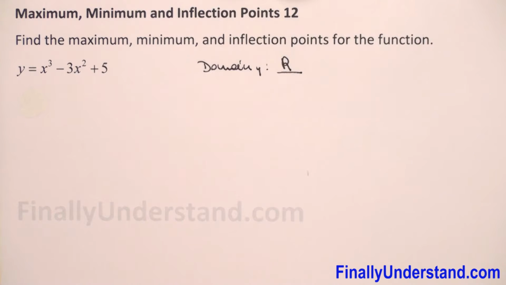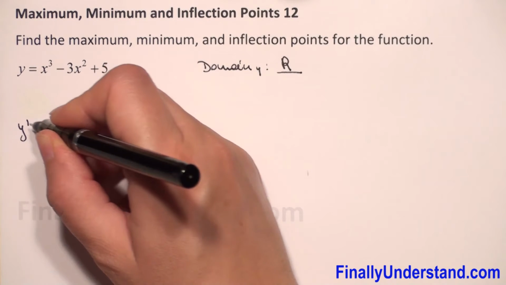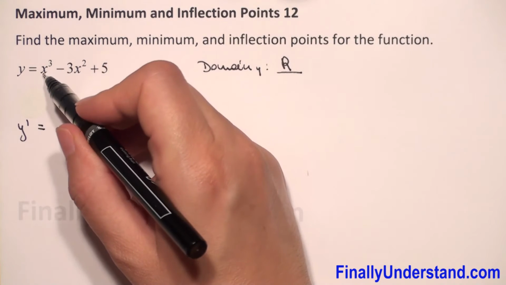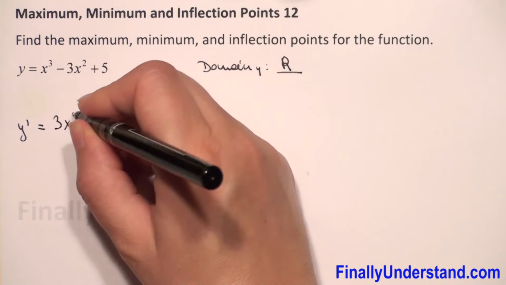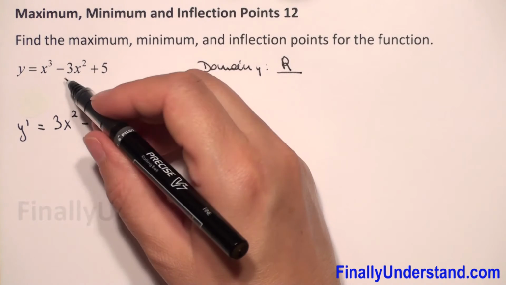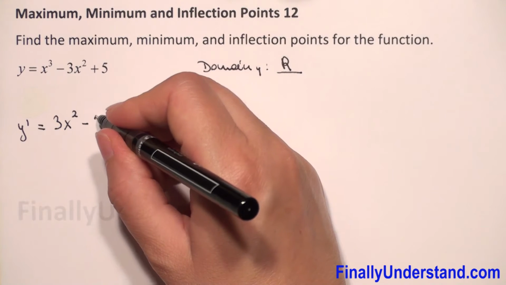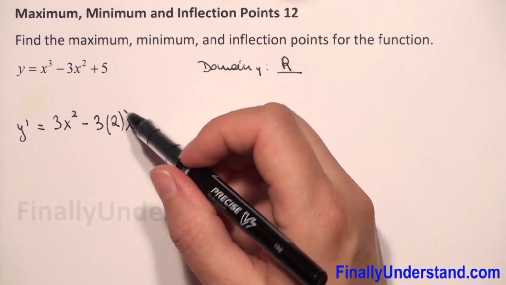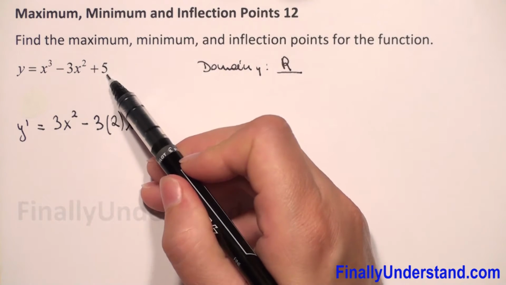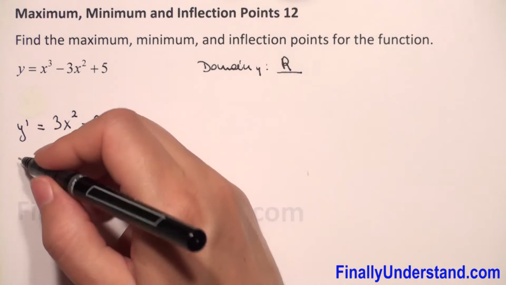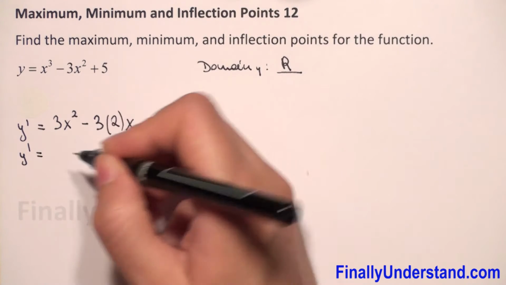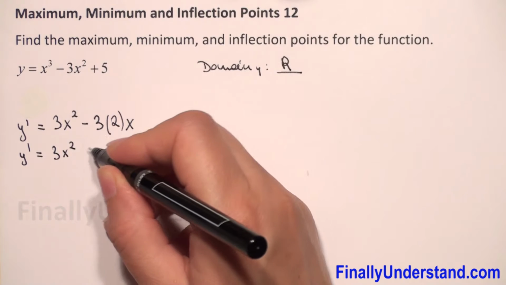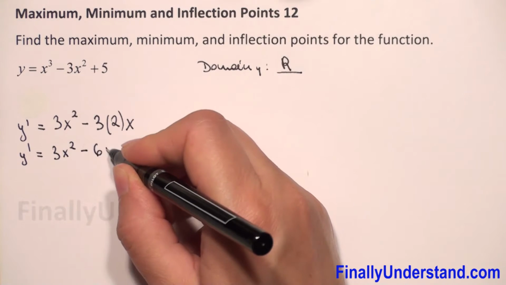To solve this problem, we will use the first derivative test. So we need the first derivative. Y prime is equal: the derivative of x to third is 3x squared, minus the derivative of 3x squared, which is 3 times 2 times x to first power. I don't need to write that. And the derivative of a constant is 0. So y prime is equal to 3x squared minus 6x.